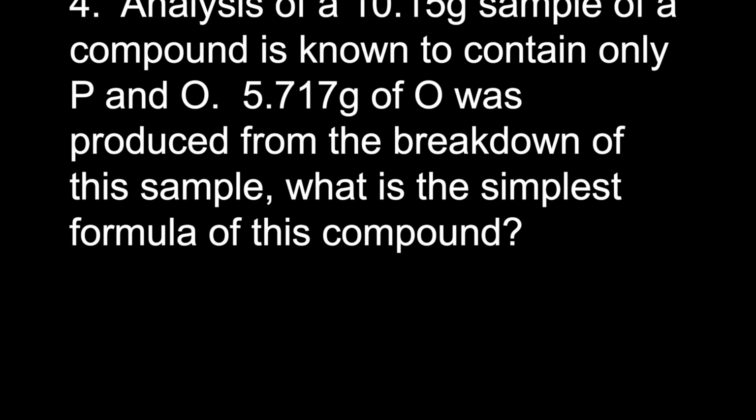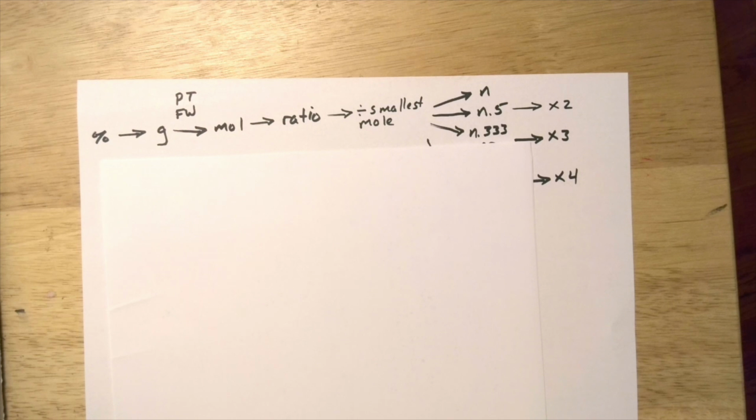Number 4. Analysis of a 10.15 gram sample of a compound is known to contain only phosphorus and oxygen. 5.717 grams of oxygen was produced from the breakdown of the sample. What is the simplest formula of this compound? Now, one thing I also want to say here is put a little star by this one. You're going to be seeing this problem a little bit later on again. Now, for number 4, this is one where I want you to remember this one because you're going to see this problem when we start getting into molecular formulas. So we're going to be expanding upon this one a little bit later on.